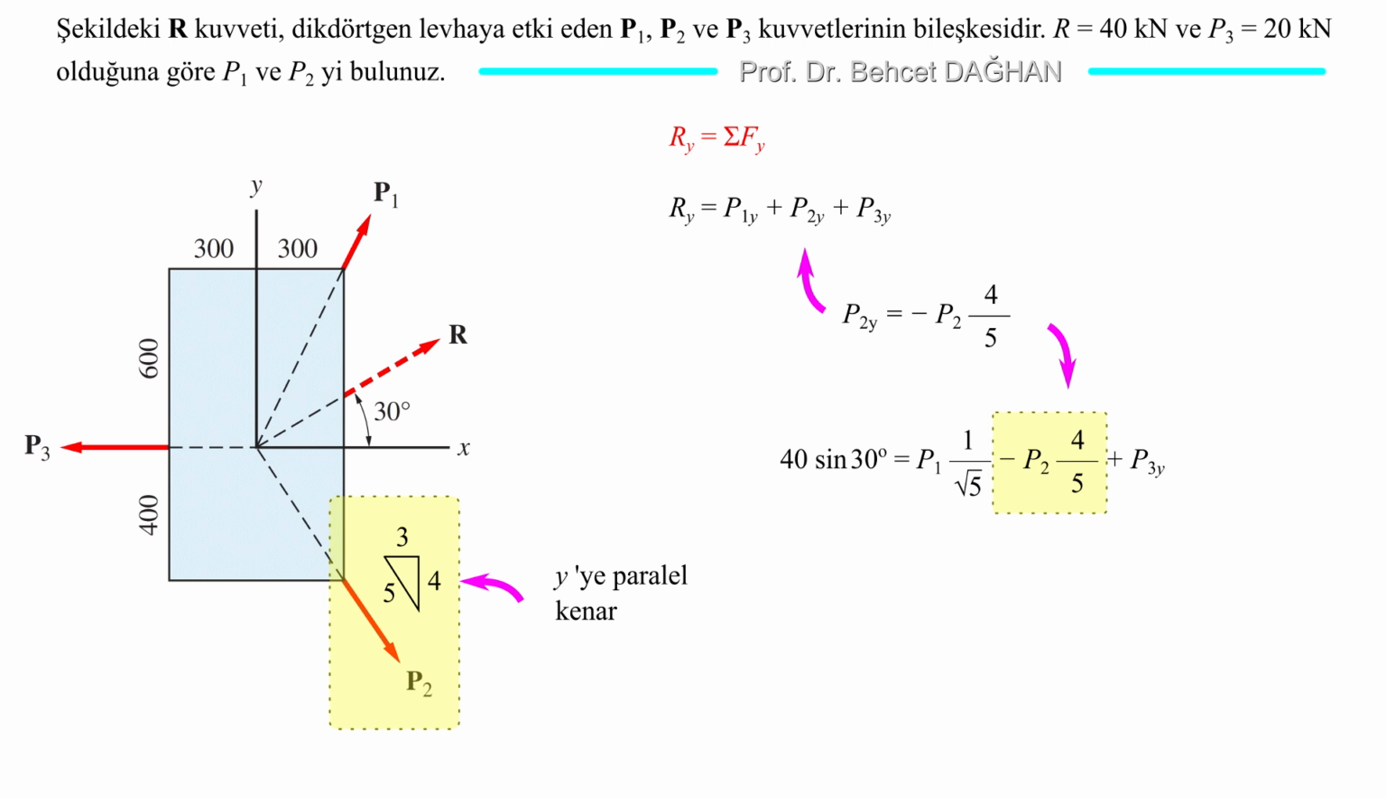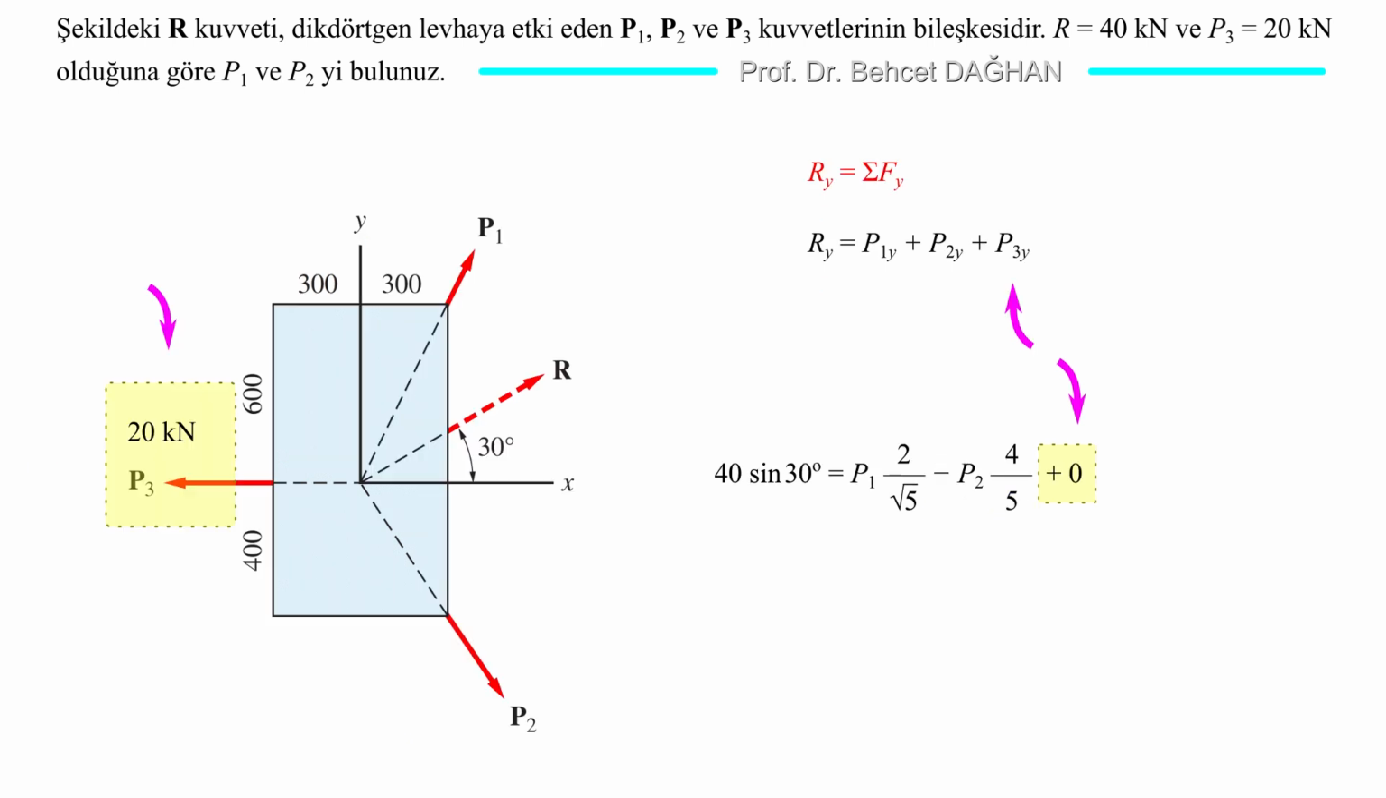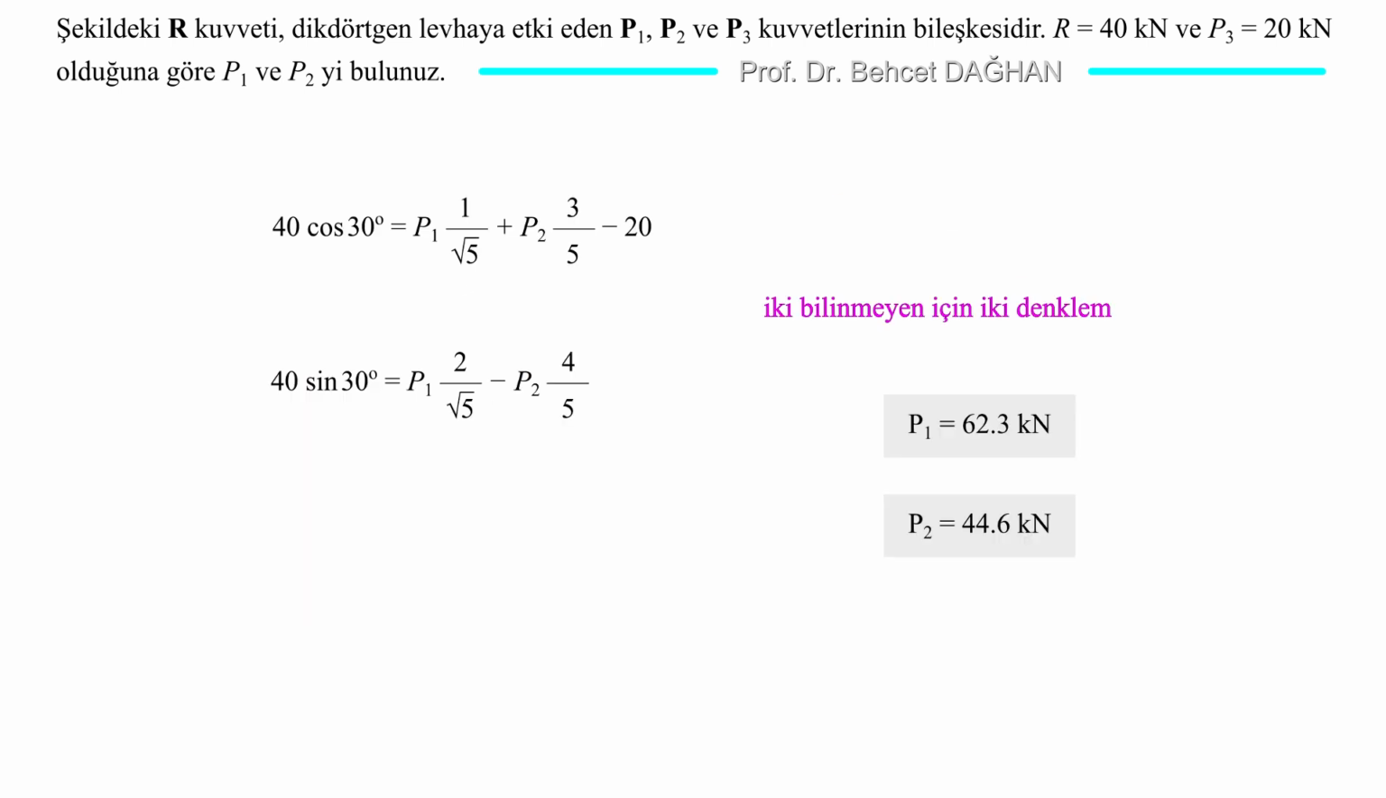Let's move on to P3. P3 does not project onto y, because it is perpendicular to y. Therefore, the y component of P3 is 0. We have obtained the second equation. Thus, we have two equations for two unknowns. By solving these two equations together, we find P1 and P2. P1 equals 62.3 kN, P2 equals 44.6 kN.